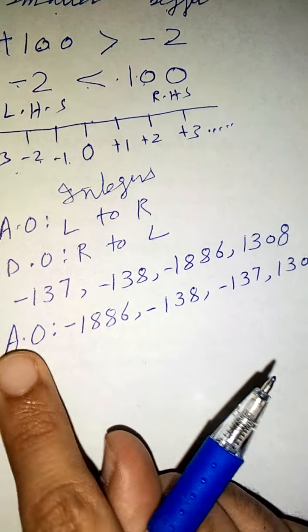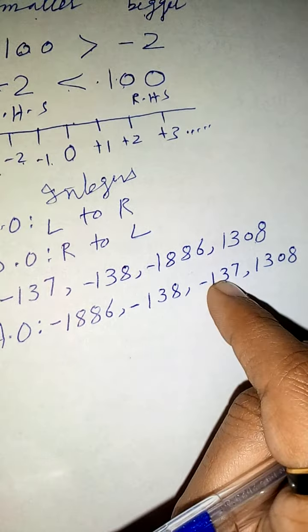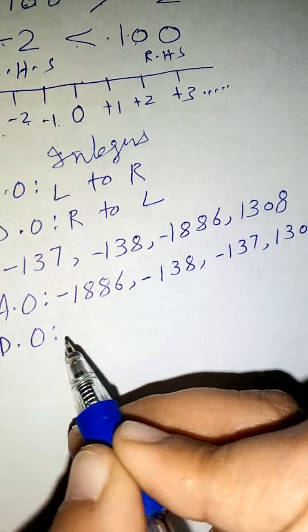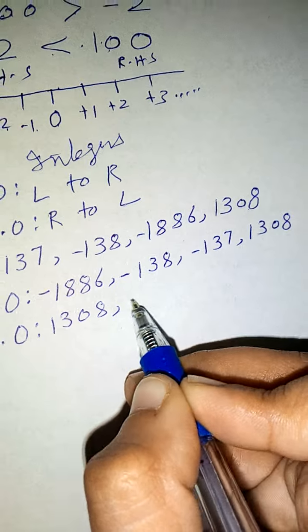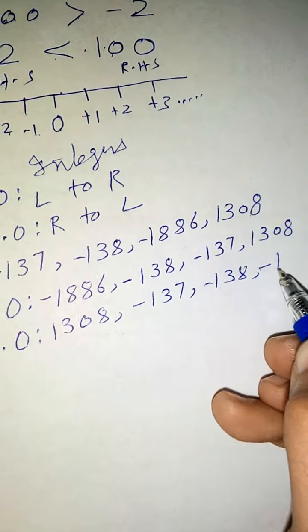Ascending order means go from small to big: smallest, then bigger, and the bigger one. Now descending order means big to small. So the biggest one is the positive one, then the smaller one, then the smaller one, and then the last smallest one.